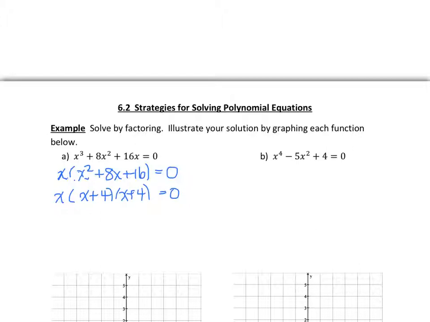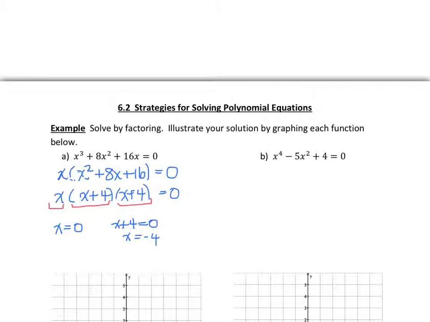Once I have my equation in factored form, it becomes easier, because now I know that the only way the left side of this equation can equal 0 is if one of the factors is equal to 0. Basically, when I multiply a series of numbers together, the only way I'm going to get 0 as an answer is if one of those numbers was 0 to begin with. So now my two solutions become x equals 0 or x plus 4 equals 0, in which case x equals negative 4. So those are the two solutions to this equation.